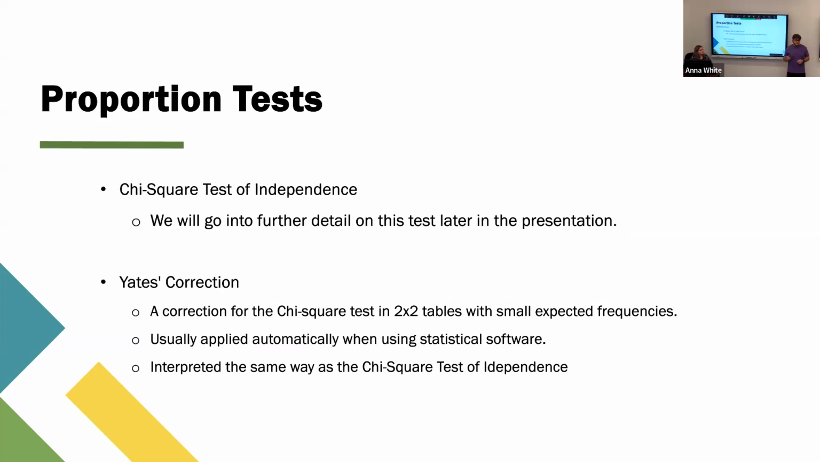So the chi-square test of independence, we'll go further into detail about this test in a later part of this presentation. And the Yates correction is a correction of this chi-square test of independence when used in 2x2 tables with small expected frequencies. The Yates correction is usually applied automatically when using statistical software like Python to run the chi-square test. And it's interpreted the exact same way as the chi-square test of independence.